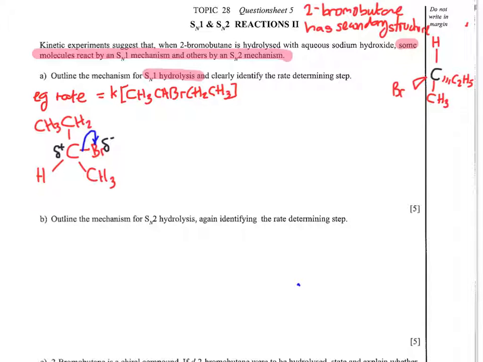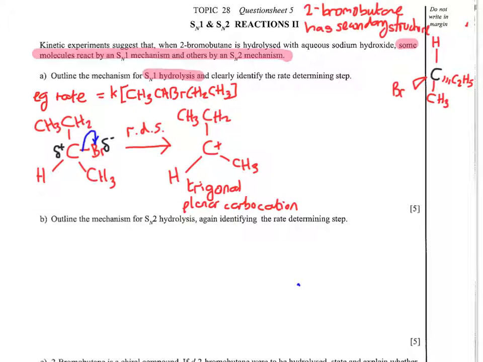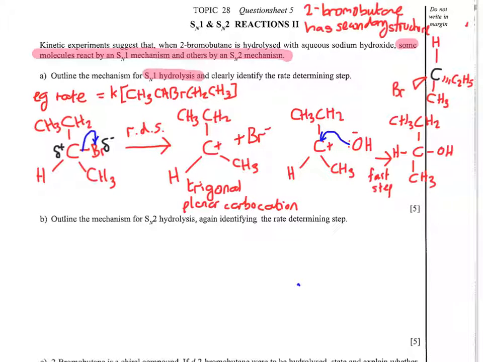So that's the rate determining step. So that produces a trigonal planar carbocation. RDS stands for rate determining step. So I also need to release my Br minus, that also needs to be there, like so. Now the next thing to happen is that my trigonal planar carbocation is attacked in a fast step by OH minus. And that gives me my final product.